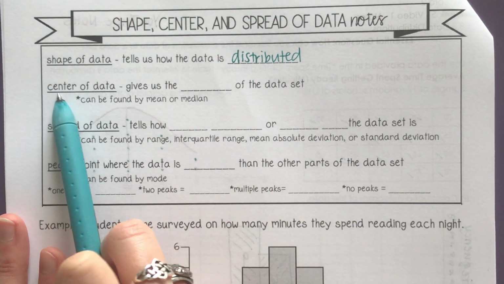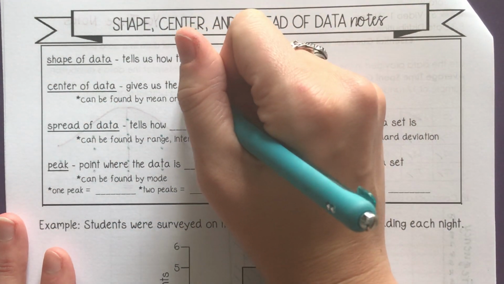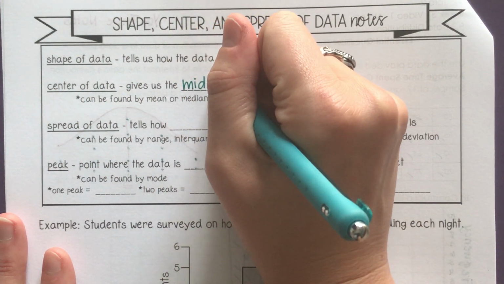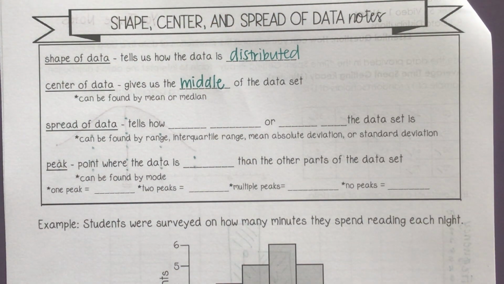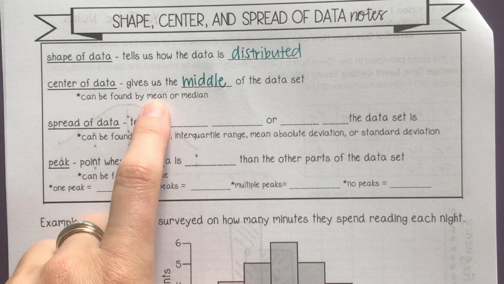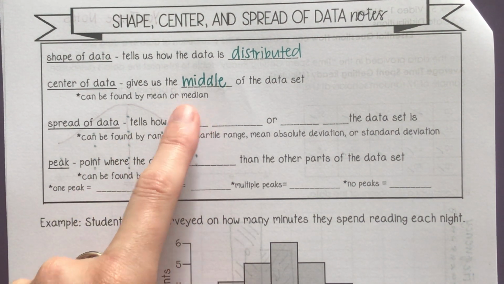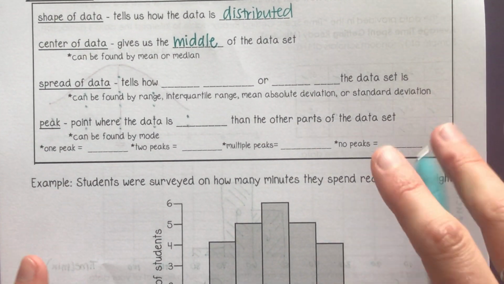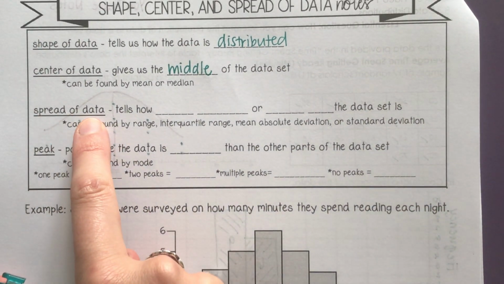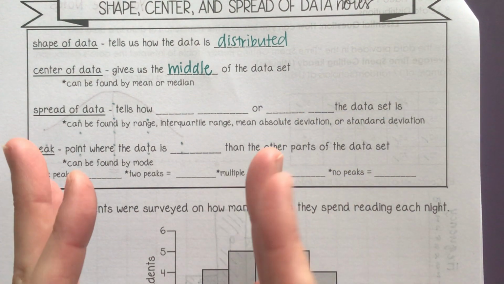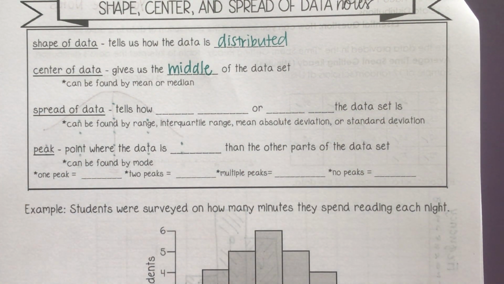The center of the data gives us the middle, obviously, of the data set. Now the middle can either be at the mean or the median. It depends on the shape of your graph, and I'm going to show you what that looks like in a moment here. The spread of my data tells me how close together or how far apart the data set is.